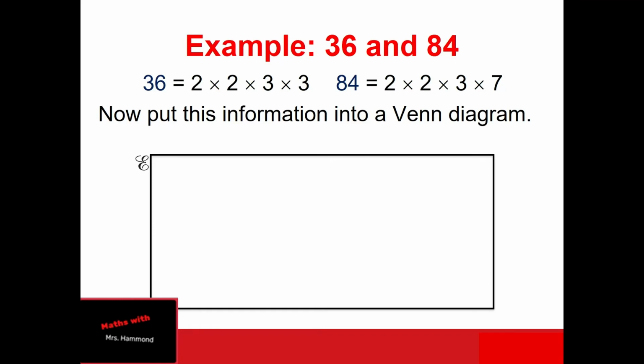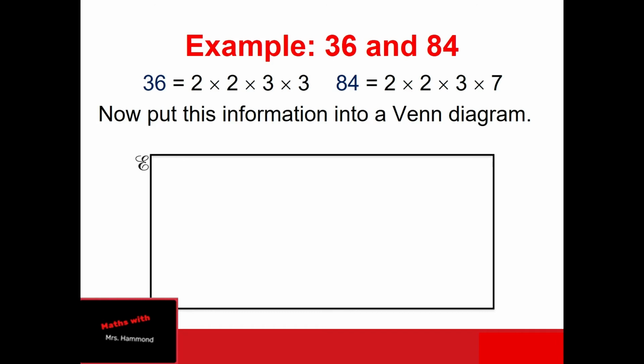Here's 36 and 84. Already from the previous video, we learned how to break down numbers into a product of their prime factors. So again, please watch the second part of our 4 series, to help you break numbers down into their prime factors. But 36 is 2 times 2 times 3 times 3. 84 is 2 times 2 times 3 times 7.